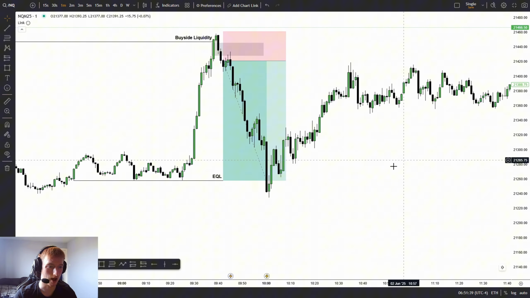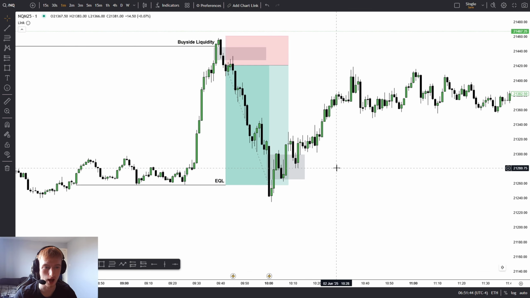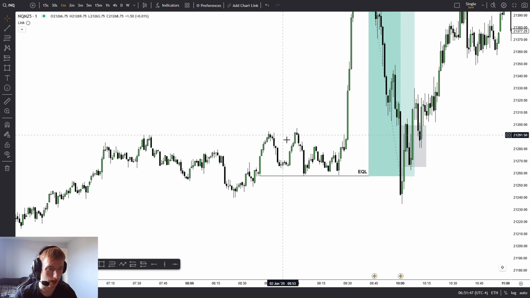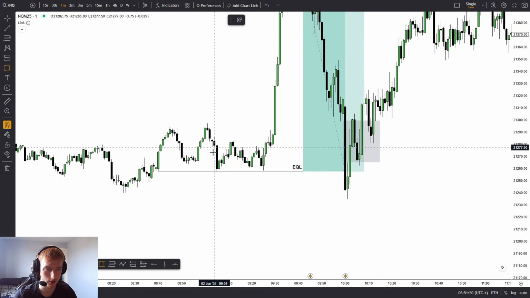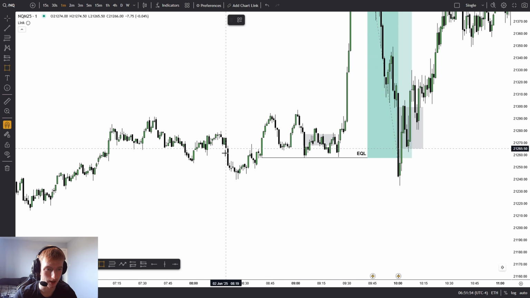There are fair value gaps everywhere on the chart. And just to note quickly, if you cannot see many fair value gaps on the chart, then the price action is not very good. You can see me marking them up in the background here. They're literally all over the place.